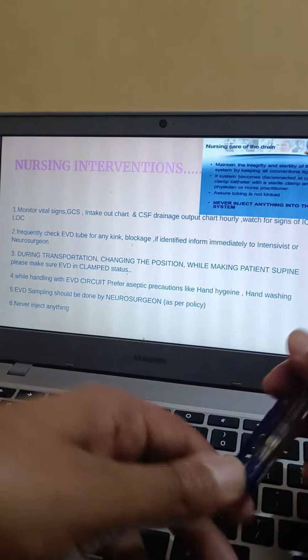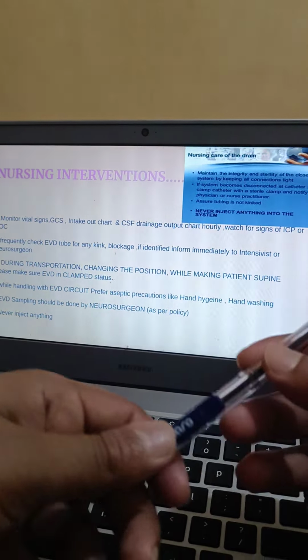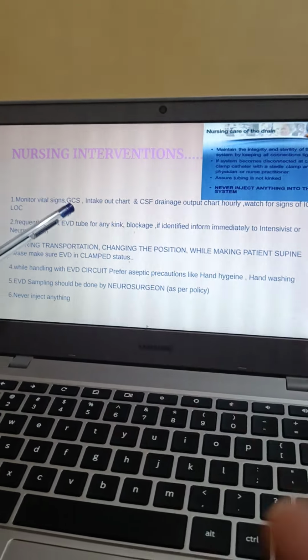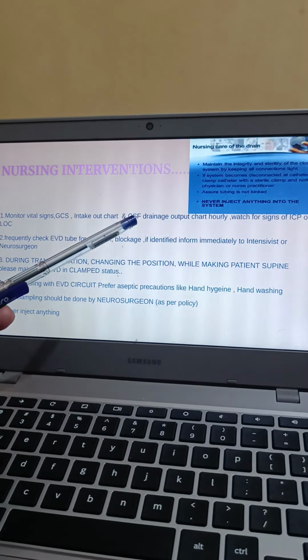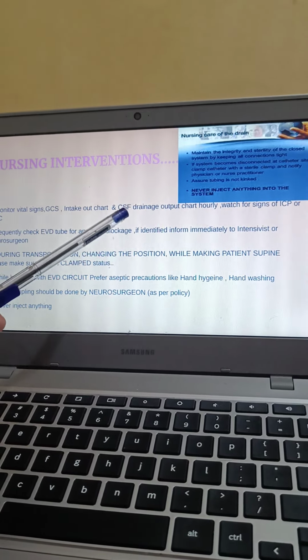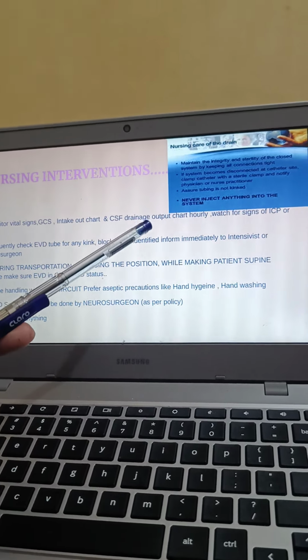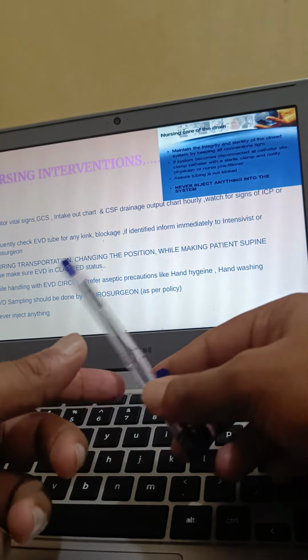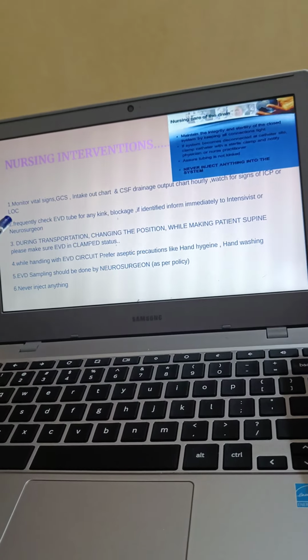Then next we'll go to nursing interventions. What are the nursing interventions we have to take? Hourly we should monitor the vital signs, GCS, and intake output chart. Then the CSF drainage output we should maintain hourly. Then we should watch for signs of increased ICP or loss of consciousness.